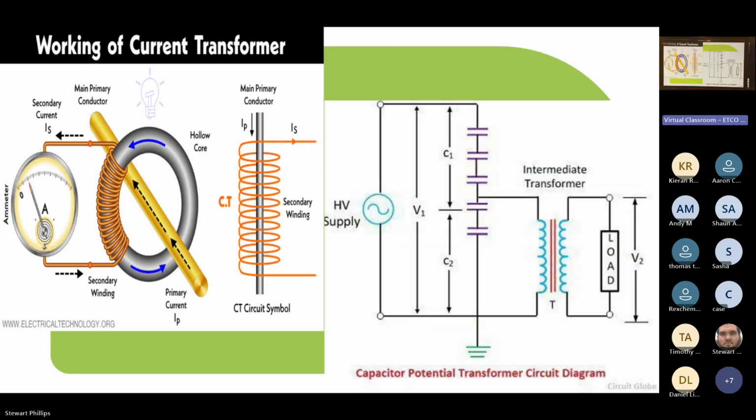And this is a type of potential transformer, a capacitor potential transformer. If you see here, it's connected to the high voltage supply at 2 points, and using capacitors and an intermediate transformer, we are then able to use a load to determine the voltage. So we use it to measure the voltage on the HV supply.